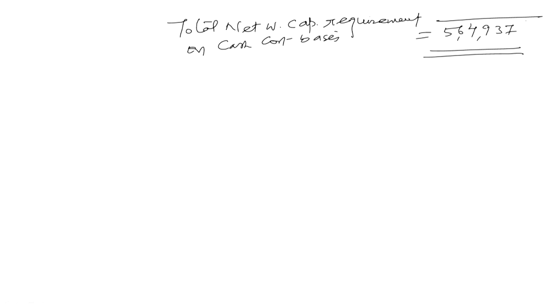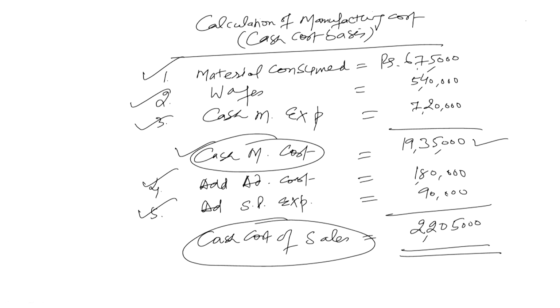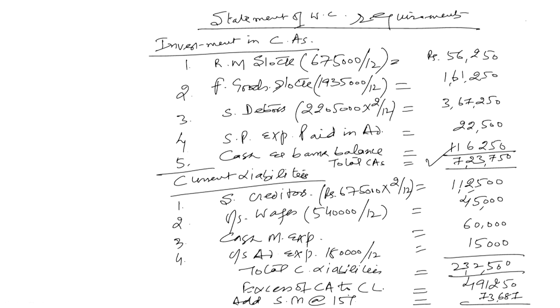So, if you look at the whole process, first we have to calculate the cash cost. The manufacturing cost we calculated as 19,35,000. Then we calculated the total cash cost of sales on the cash basis, which was 2,205,000 or 22,05,000. These two costs we worked out, and then we assessed the level of current assets requirement, that is how much current assets we have to build over a period of 1 year.